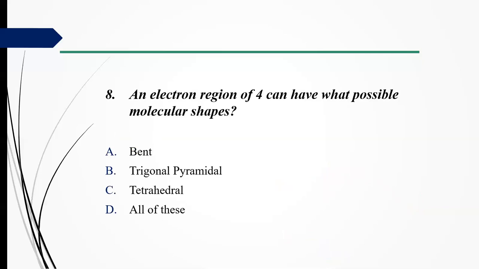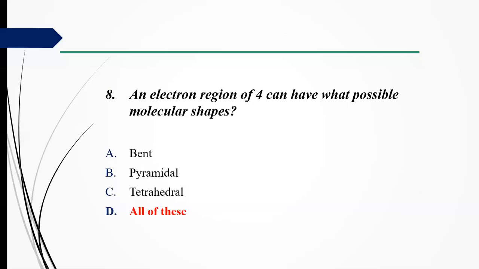Now, if we have 4 regions, which of these are a possibility for our molecular shapes? We should have the answer as all of these. A tetrahedral is when there's no lone pairs. Trigonal pyramidal is going to be when there's 1 lone pair, and bent is going to be if there's 2 lone pairs. So you're right, this shouldn't be just pyramidal, this should be trigonal pyramidal.